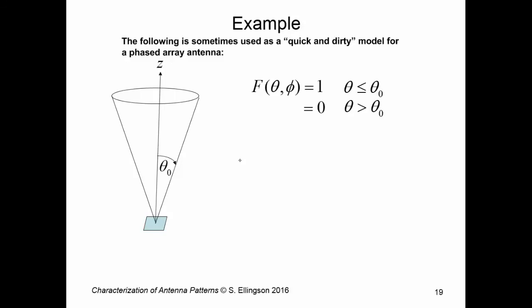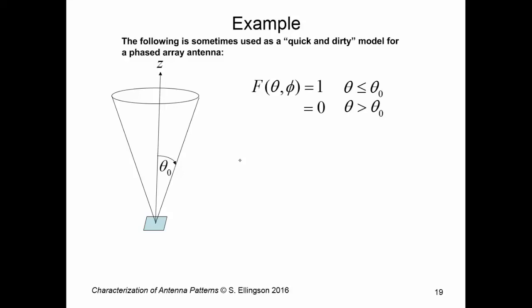Here's an example. Sometimes in phased array work, we like to come up with simple models for the pattern. So we have some generic phased array here, and we come up with the simplest possible pattern. Now I should point out, this pattern is utterly non-physical. No phased array, no antenna has a pattern like what I'm about to show. But for some kinds of work, it's useful to have a very simple model. Even though it's non-physical, it might be good enough for the purpose.